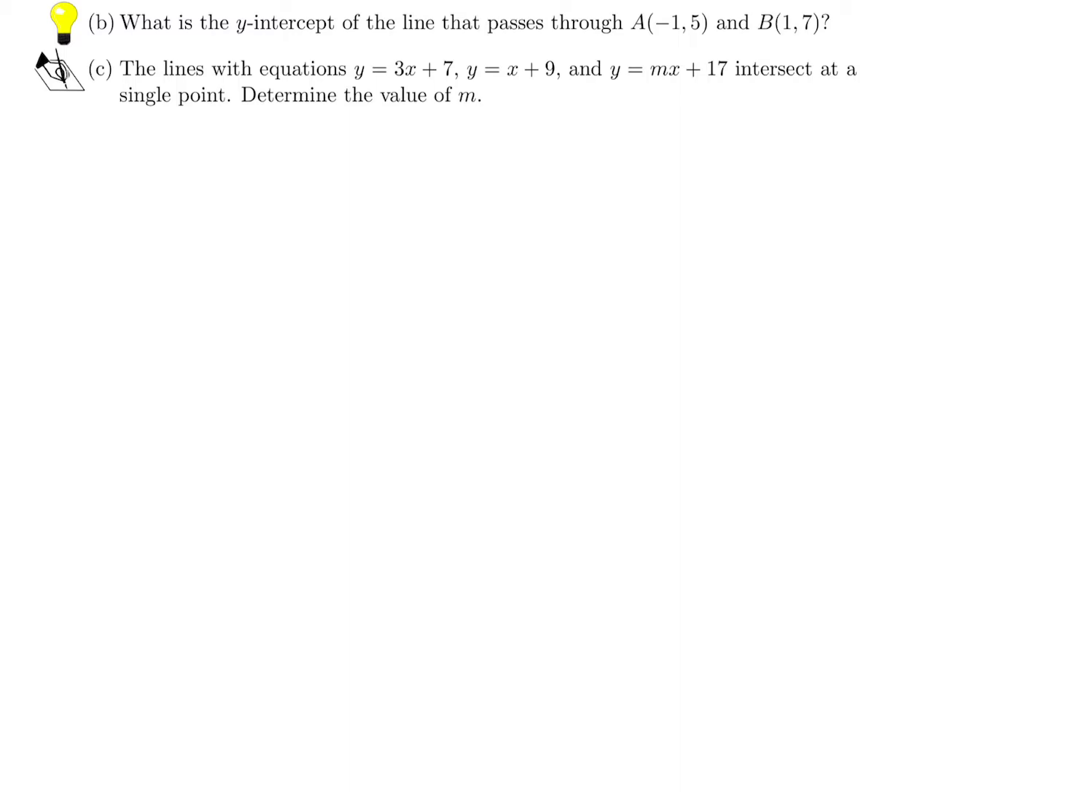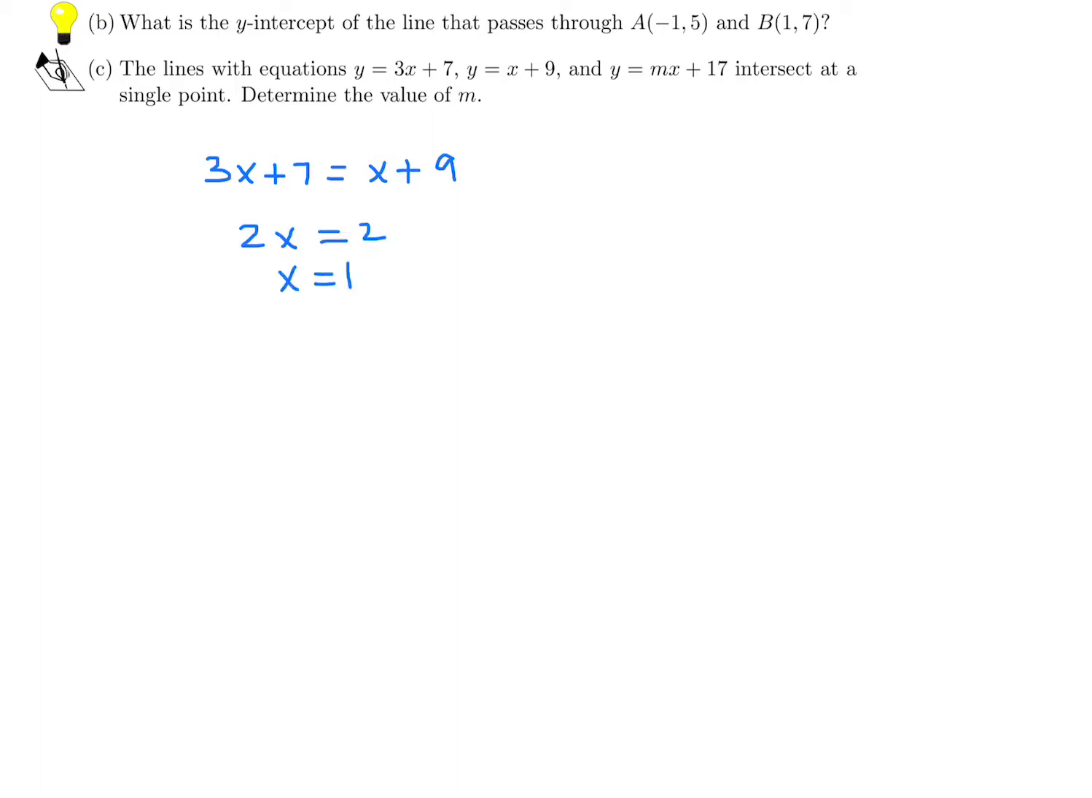The lines with the equations y = 3x + 7, y = x + 9, and y = mx + 17 intersect at a single point. Determine the value of m. Well, let's set those two equal to each other. So 3x + 7 will be equal to x + 9. And that will give me 2x = 2. Therefore, x is 1.